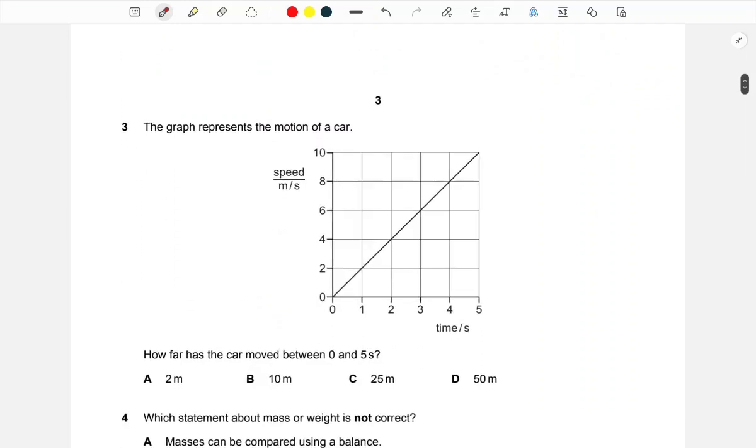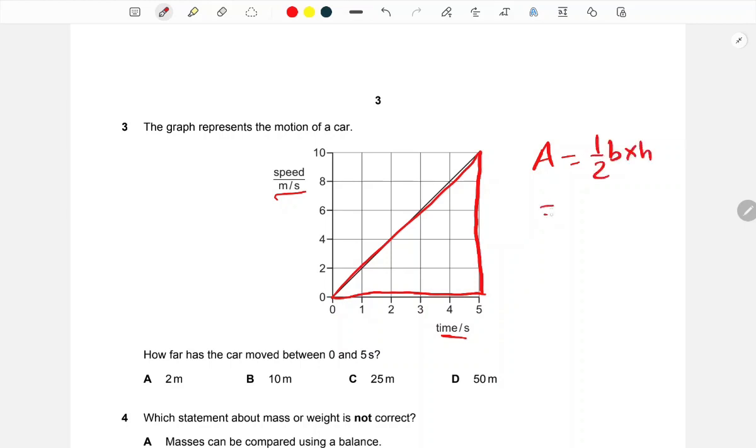Number 3. The graph represents the motion of a car. How far has the car moved between 0 and 5 seconds? So we're given a speed time graph and we're asked to find the distance. The distance on a speed time graph is just the area. And we know this is a triangle. So we just have to find the area of this triangle. That is half base times height. So the base is 5 and the height is going to be 10. So 5 times 10 over 2, which is 25. So our answer is going to be C.